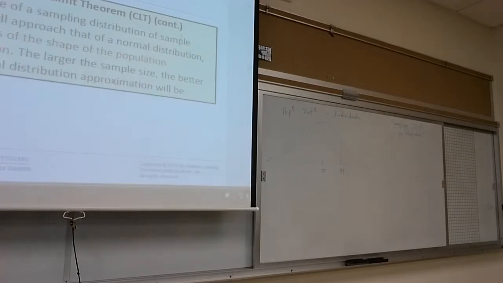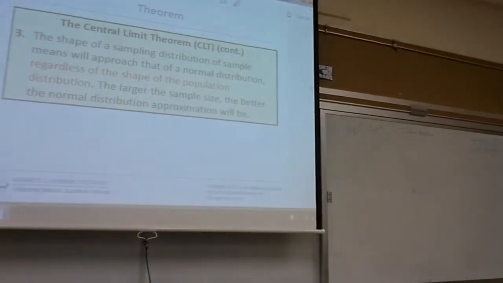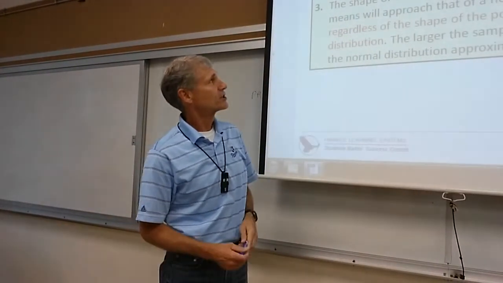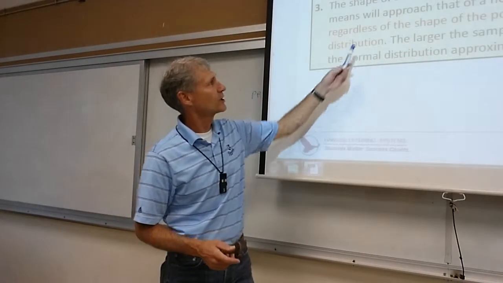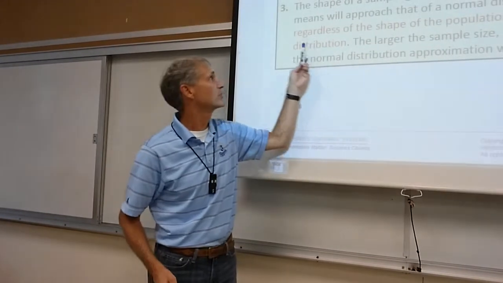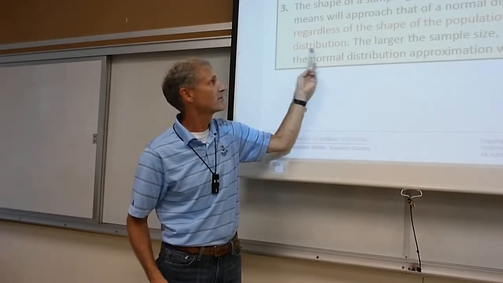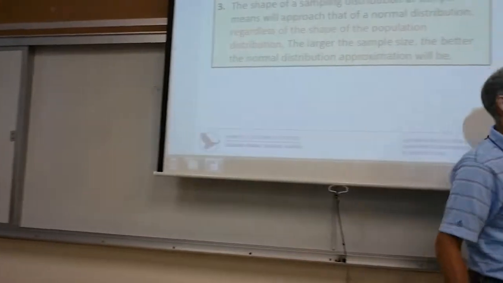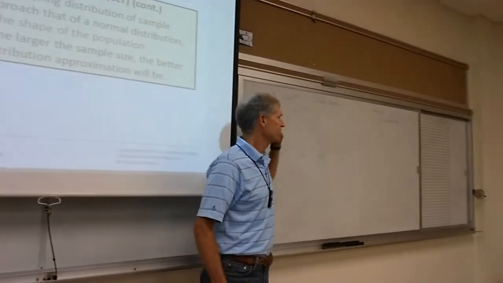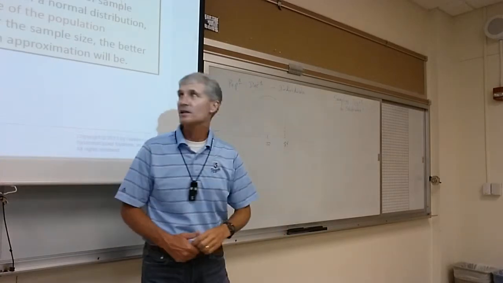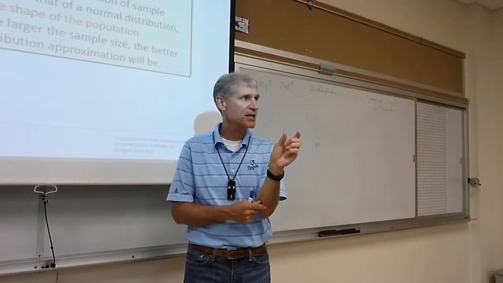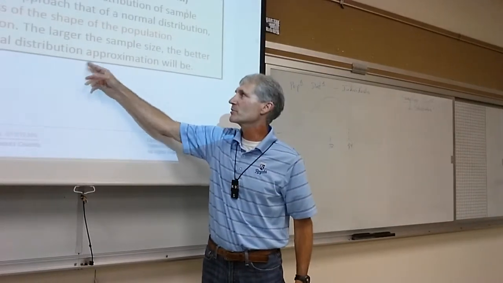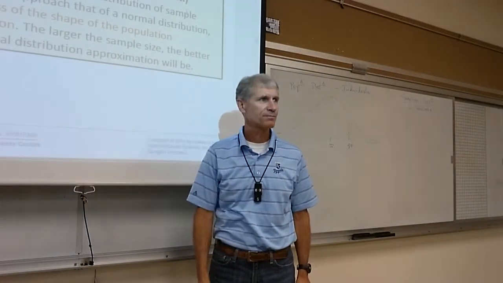The shape of the sampling distribution is the third characteristic. What does this say? The shape of the sampling distribution will approach that of a normal distribution, regardless of the shape of the population distribution. So here we have pulses that are normally distributed to start with. But even if it was horribly skewed, as long as you have at least 30 in your sample, the shape of the sampling distribution will be very normal.